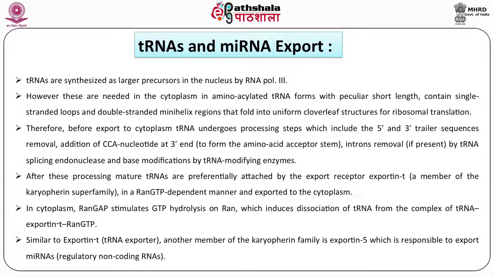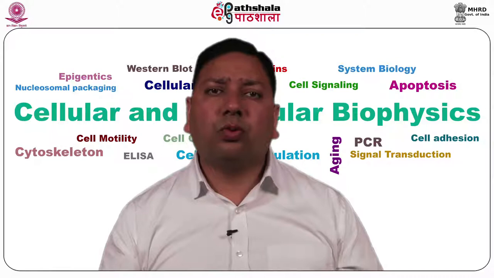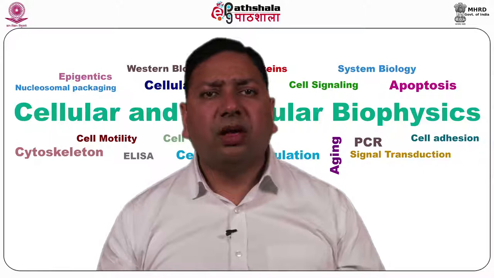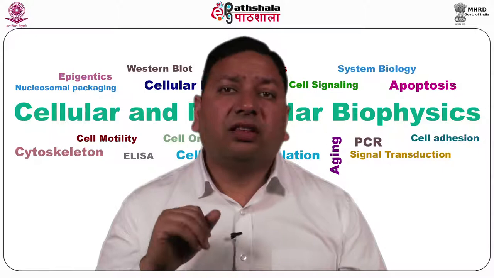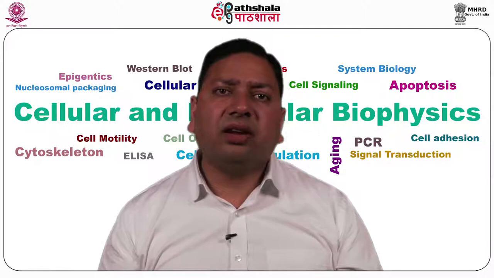tRNAs are synthesized as a larger precursor in the nucleus by RNA polymerase III. However, these are needed in the cytoplasm in aminoacylated tRNA form with a peculiar short length containing single-stranded loops and double-stranded mini-helix regions that fold in a uniform clover leaf structure for ribosomal translation. Therefore, before export to the cytoplasm, tRNA undergoes processing steps which include 5' and 3' trailer sequence removal, addition of CCA nucleotides at the 3' end to form the amino acid acceptor stem, intron removal if present by tRNA splicing endonuclease, and base modifications by tRNA modifying enzymes.